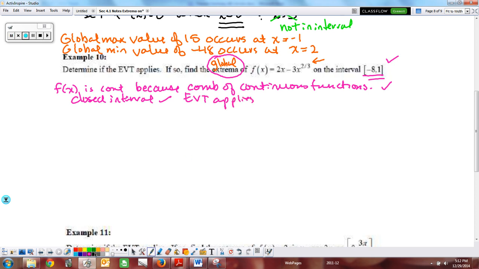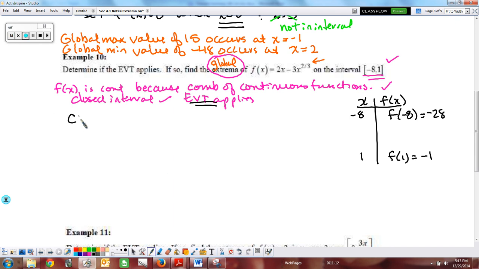Okay. So now we're ready to start our method. Here's my x and f of x. I add my endpoints in. I just like to leave a space in the middle. I can fill in my chart. So we do f of -8 and f of 1. F of -8 is -28. I'll leave you to verify. F of 1 is -1. And again, I'll leave you to verify. So that's our start. We know that EVT applies, so I start making my chart so I can check and see who wins the race.